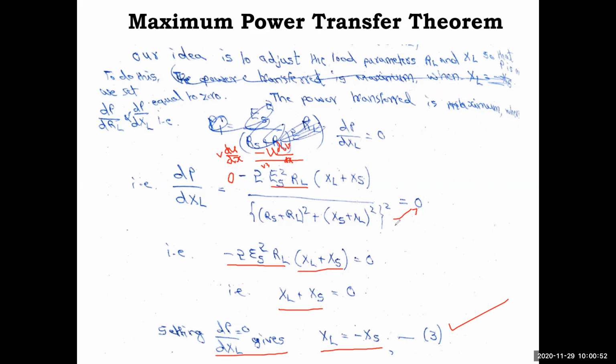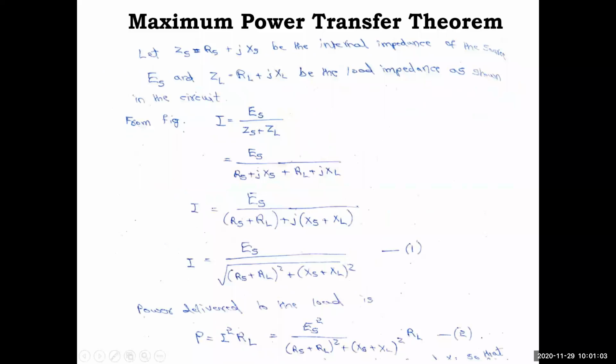Now we'll substitute XL equal to minus XS in the first power equation. In this equation we substitute XL equal to minus XS. What will happen? XS minus XS is 0, so this part completely becomes 0, right? What is remaining is ES square into RL by (RS plus RL) square. That we consider as P1, and we differentiate it with respect to RL now, to get the RL part.